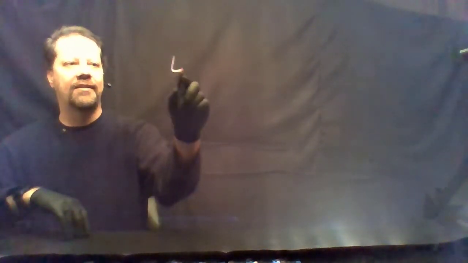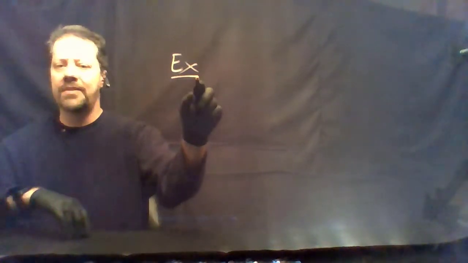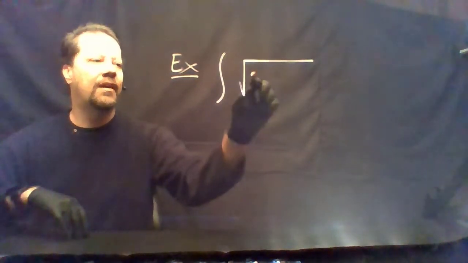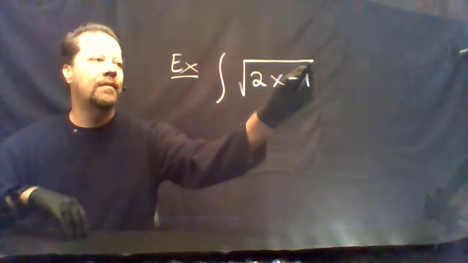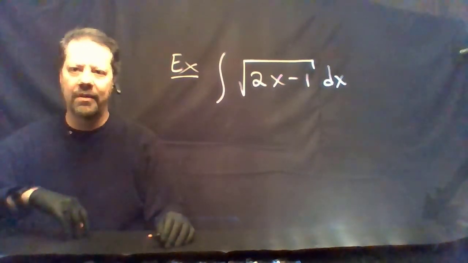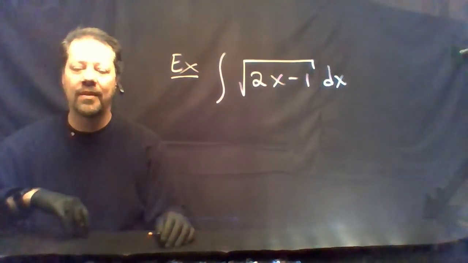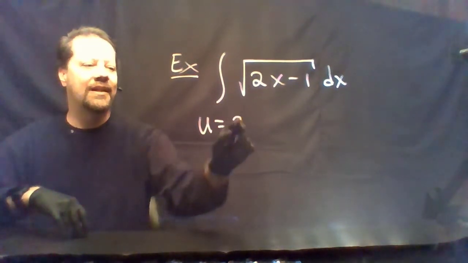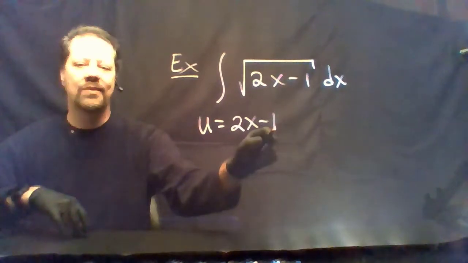Sometimes u is the thing that has its derivative lying around. At other times, u is kind of the impediment, as you shall see. Suppose I'm integrating the square root of 2x minus 1. If this were just the square root of x, I could use the power rule. Well, let's make it so. u is 2x minus 1.